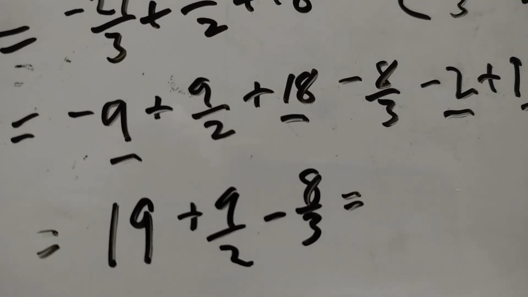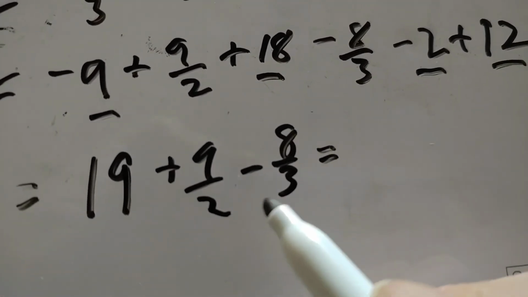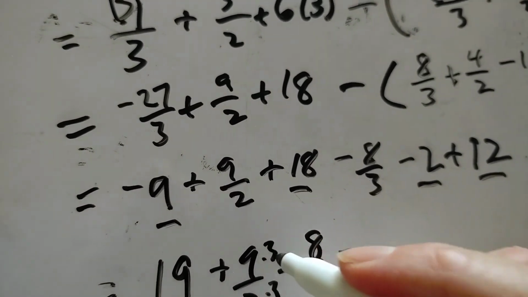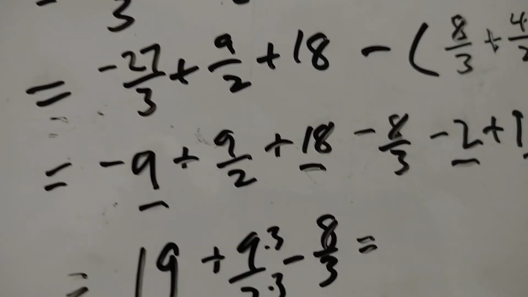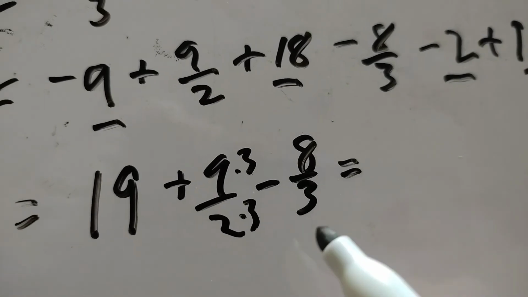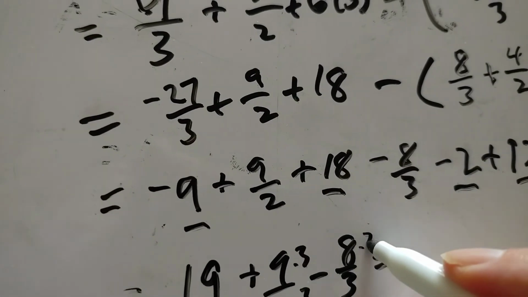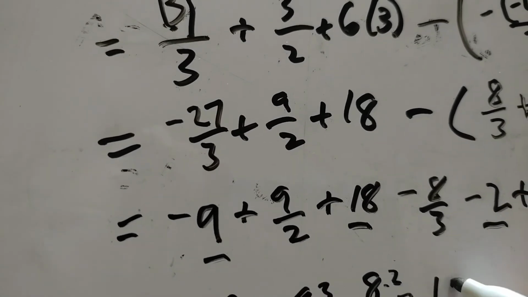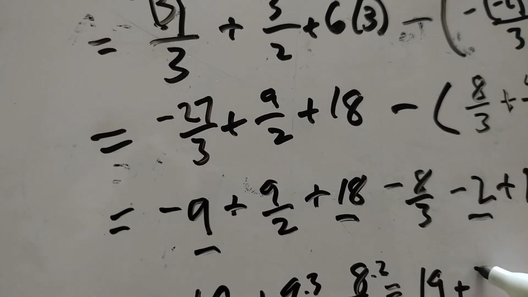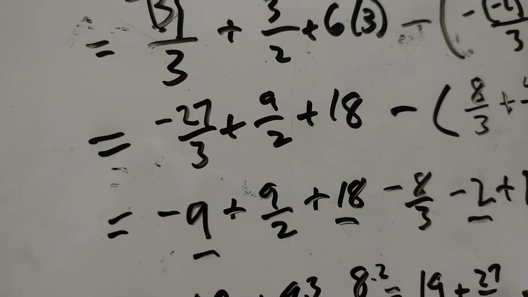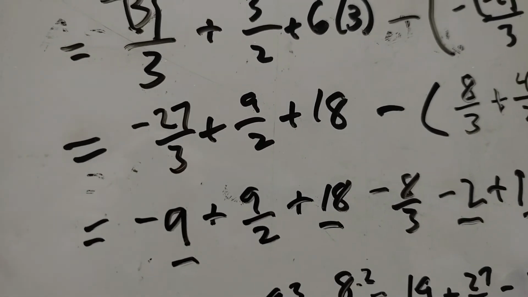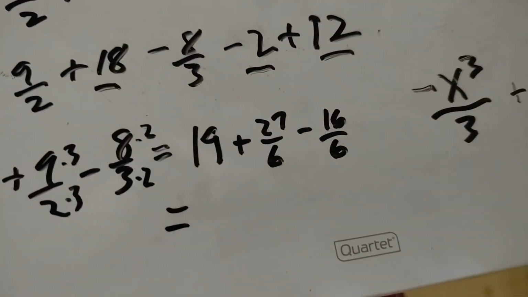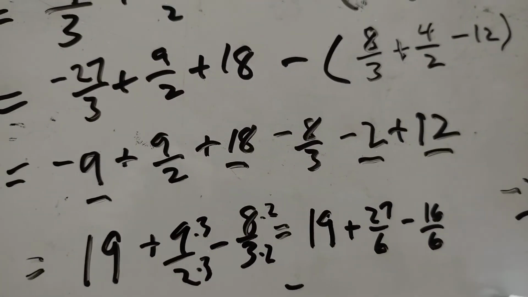So let's get 6 as a common denominator just for the last 2 terms. So I'm going to multiply by 3 and 3. So 9/2 times 3 over 3. And then with the 8/3, I'm going to go times 2 over 2 to get an equivalent fraction. This way I get the LCD. So this is now going to equal 19 plus 27/6. And there's more than one way of doing this. Minus 16/6.